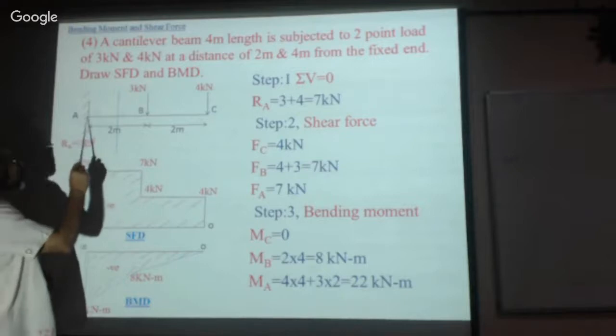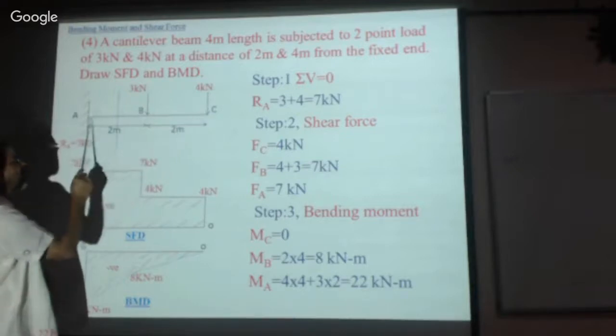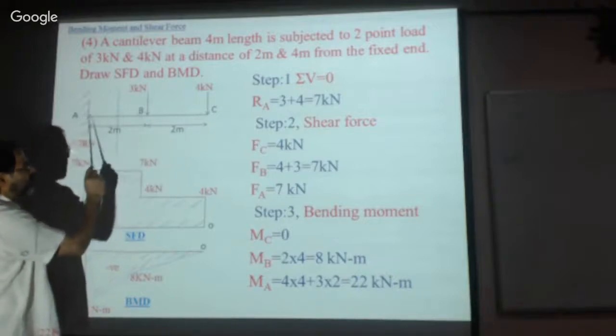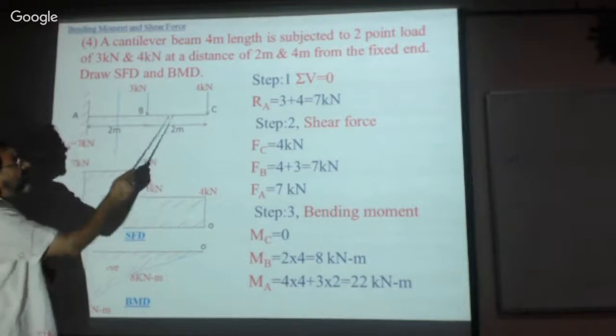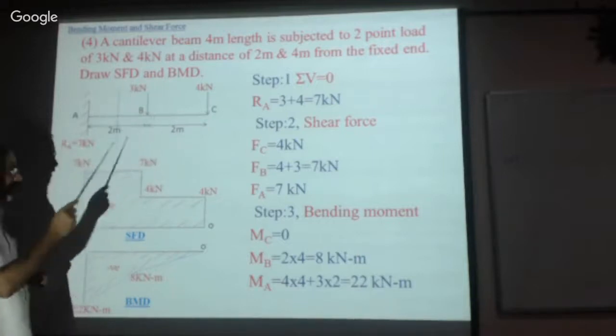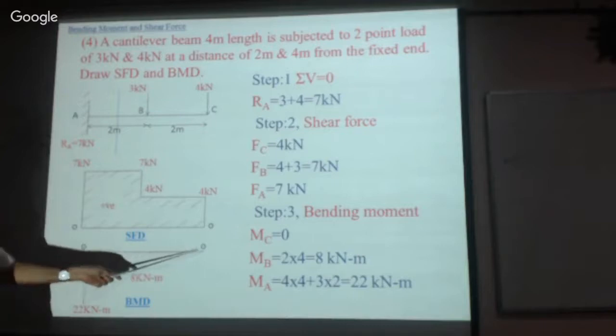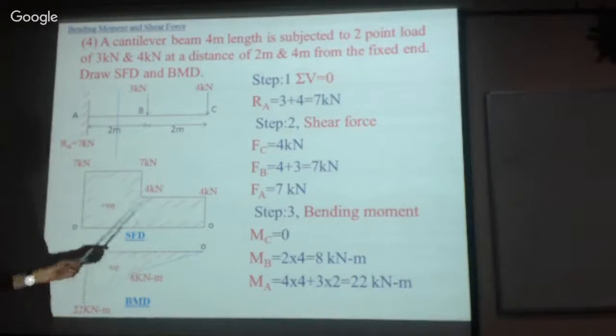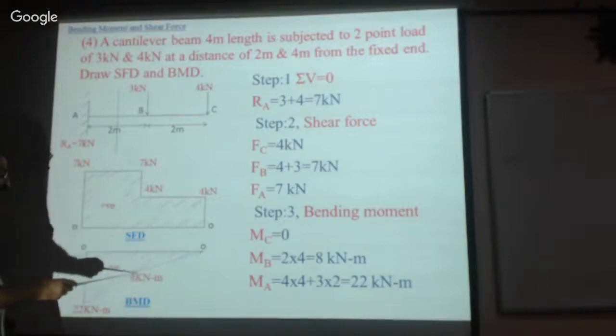Now let us plot. According to our same condition, due to this type of loading, the beam will deflect or bend in this direction, like this only. Therefore, it is hogging bending moment, a negative bending moment. For negative bending moment, take a reference and plot at B the 8 kN meter, and similarly at A plot 22 kN meter, and join these points. All these points will give you the bending moment diagram.